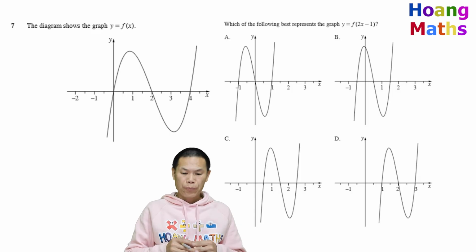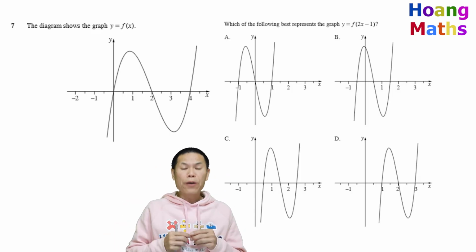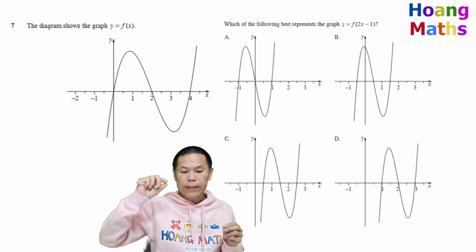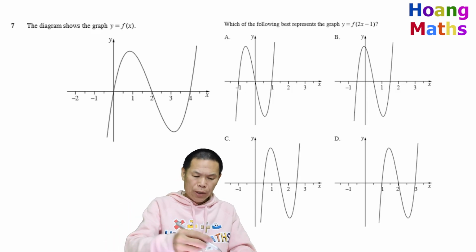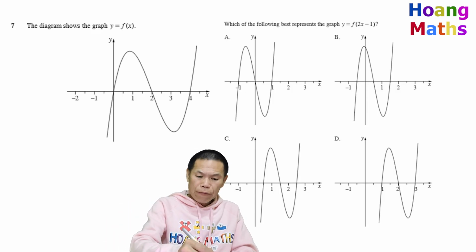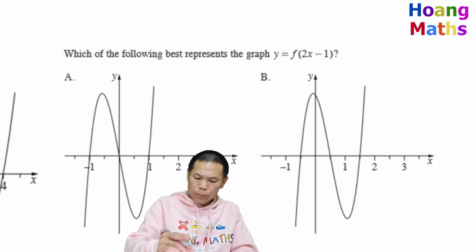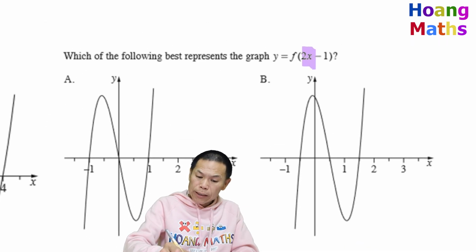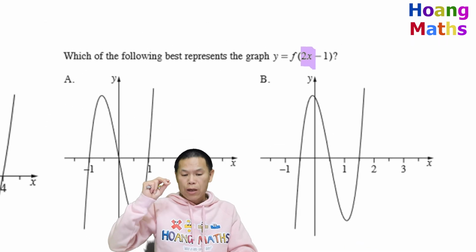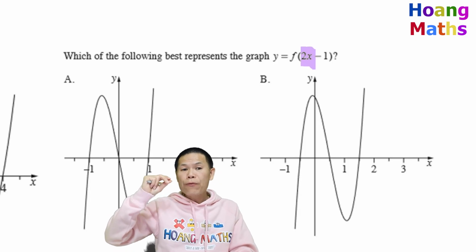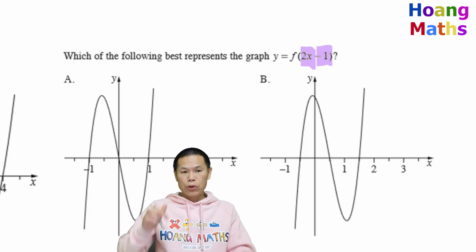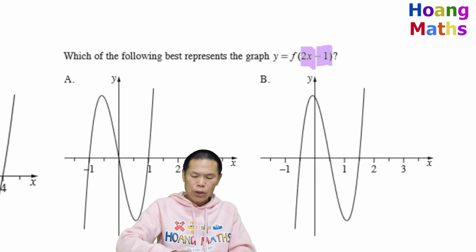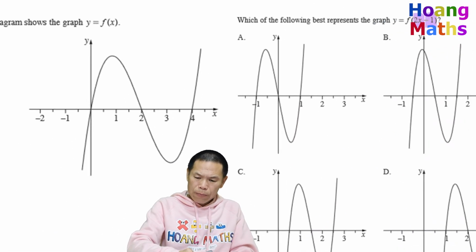Question number 7. Which of the following best represents the graph of f of 2x minus 1? First of all, f of 2x minus 1 means a horizontal dilation with a factor of a half, and then a shift 1 unit to the right. Keep that in mind. Let me just write it on here.